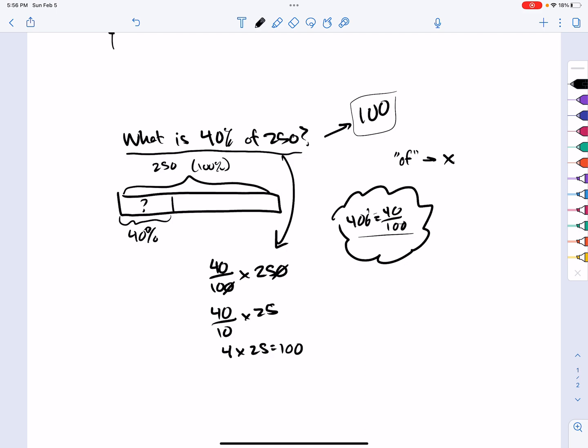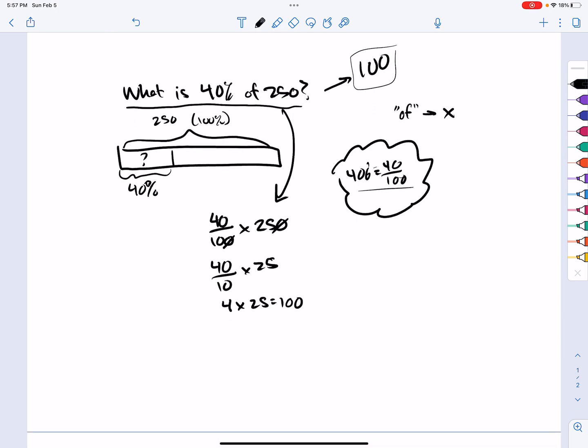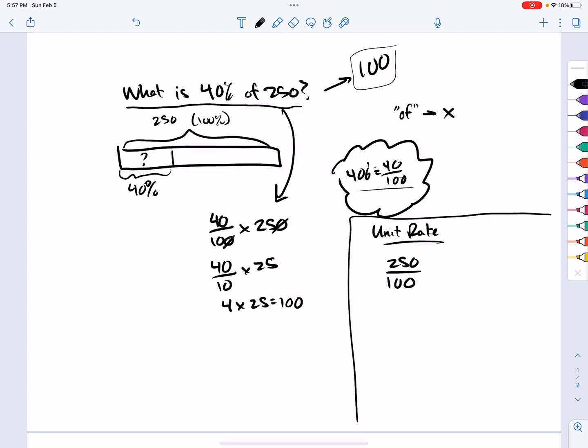So that's one way that we could calculate that. And another way that we could calculate this is going back to that idea of unit rates. If we think about this in terms of a unit rate, if we know that 250 is 100%, because 100% of 250 is 250, then we could figure out what 1% is and then use that to calculate what 40% would be.